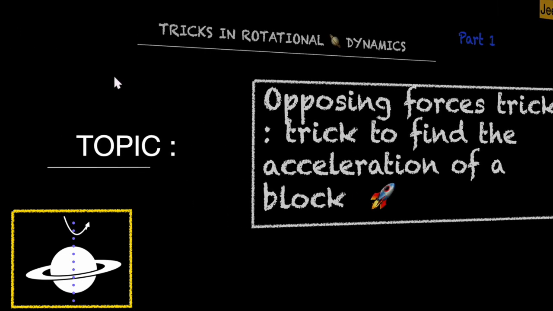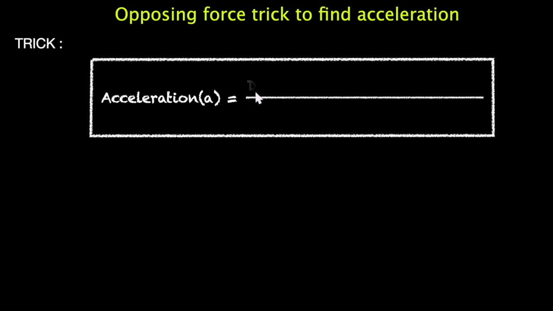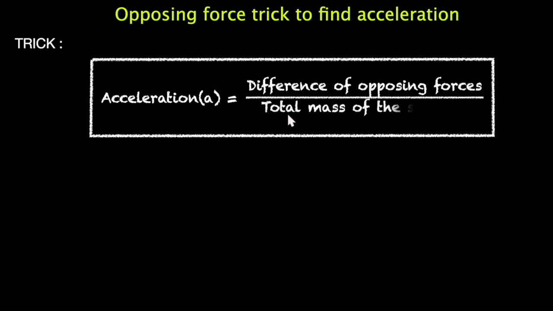Now, what is the trick? The trick is simply the acceleration a. Whenever you have to find the acceleration of a body, you can simply find it by using the trick that it equals the difference of opposing forces divided by the total mass of the system. So whenever you are asked the acceleration of the system, you simply find the difference of opposing forces and divide it by the total mass of the system, and you get your answer as acceleration.